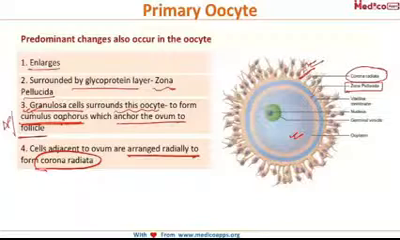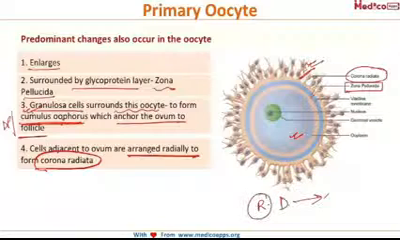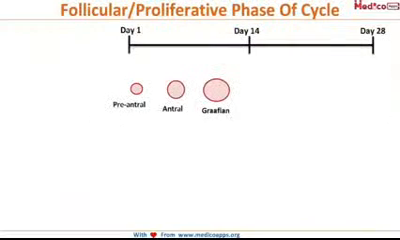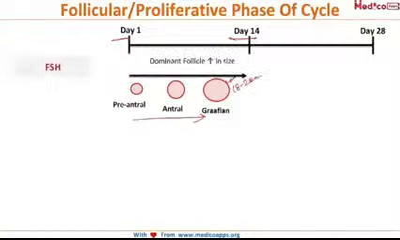So, this is the structure of a primary oocyte. Now, we have seen till now that the recruitment of the follicles has occurred, then the selection of the dominant follicle has occurred, and this dominant follicle has started growing. So, from day 1 to day 14, these follicles keep on growing, finally leading to the formation of a mature follicle, which is 18 to 20 millimeter. And this is just before the ovulation.